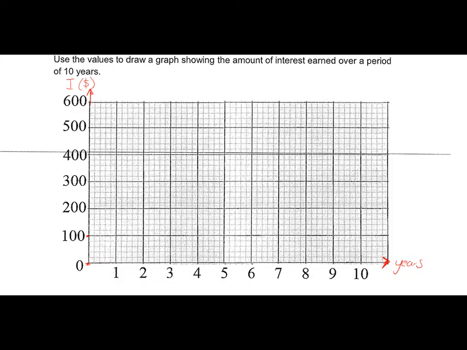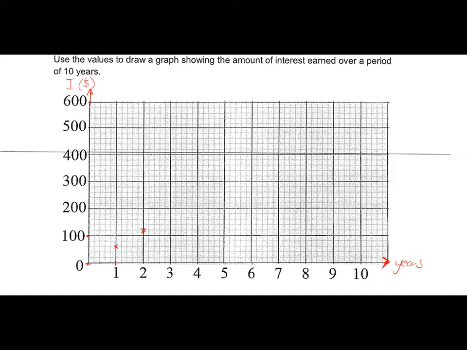So when we have just 1 year's worth of interest, we've got $60. That's 3 lots of 20, so we go up 3 squares. I place X's. You may place dots, whichever works for you. After 2 years, we've got $120, and so on and so on.